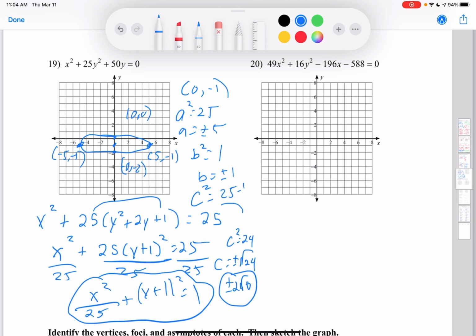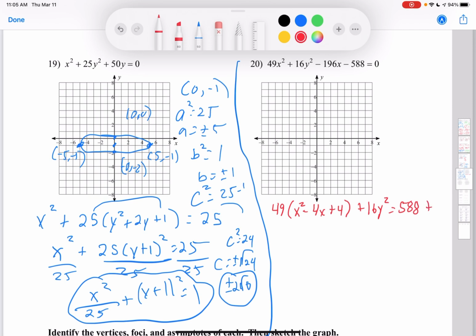Okay. And number 20. Change colors. Same thing we just did in this whole long thing. So we've got 49x squared. So I'm going to factor out a 49. So that's going to give me x squared. We've got minus 196x. So factor out a 49 from that, you get minus 4x. And then half of 4 is 2. 2 squared is 4, so plus 4. Plus 16y squared is going to equal 588, moved 588 to the other side, plus 49 times 4 is 196. So factor 49 times x minus 2 squared plus 16y squared is equal to 588 plus 196, 784.